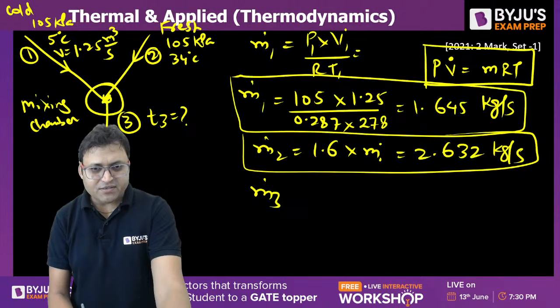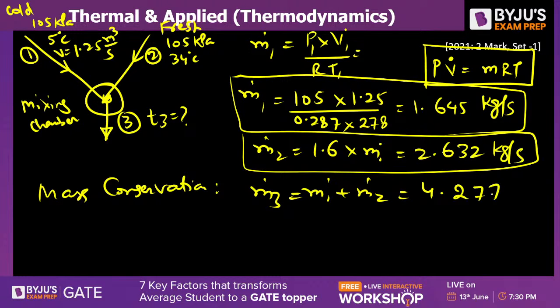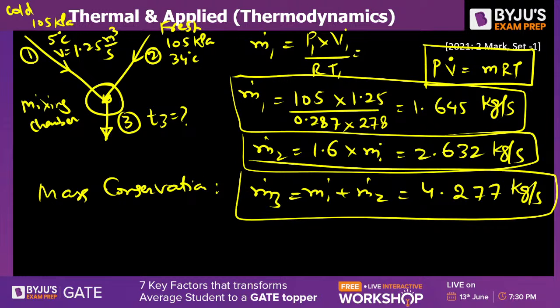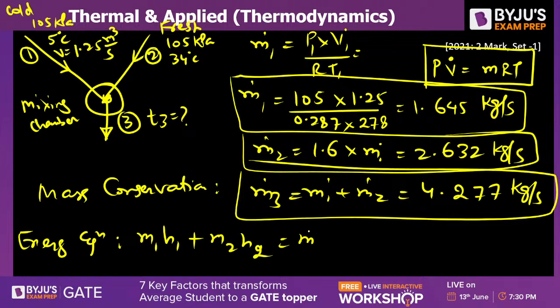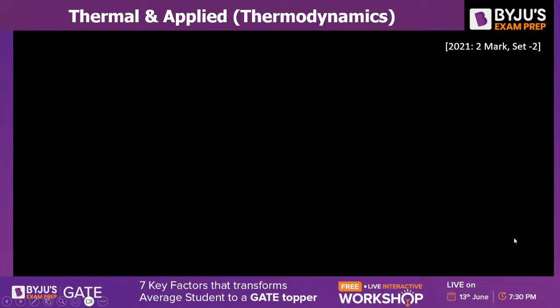Using the mass conservation, can we say m dot 3 is equal to m dot 1 plus m dot 2? Adding both of them, that comes out to be 4.277 kg per second. That is m dot 3. Now if we apply the energy equation, what does it say? m1 h1 plus m2 h2 is equal to m3 h3. If we write H equal to Cp into T, can we write it as m1 T1 plus m2 T2 is equal to m3 T3? Can we find out the value of T3 from here?